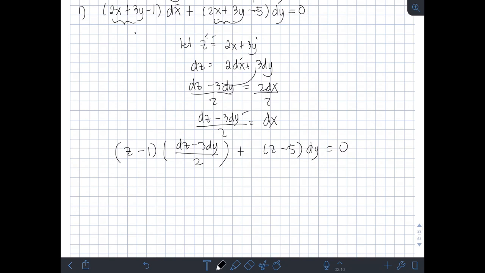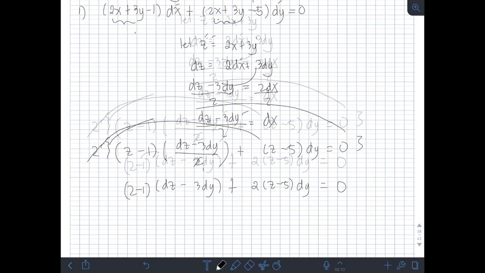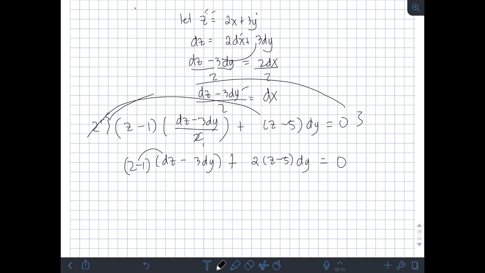Okay, so simplify natin. So dahil may denominator tayo na 2, maganda is, multiply muna natin both sides of the equation by 2. So makakancel 'to, magiging (z minus 1) times (dz minus 3dy) plus, so distribute din dito, magiging 2 times (z minus 5) dy equals, distribute sa right, 0 pa rin. Okay, so simplify na lang natin. So distribute ko 'tong z minus 1, so magiging (z minus 1) times dz, then dito rin sa negative 3dy distribute, so magiging minus (z minus 1) times 3dy plus 2 times (z minus 5) dy equals 0.